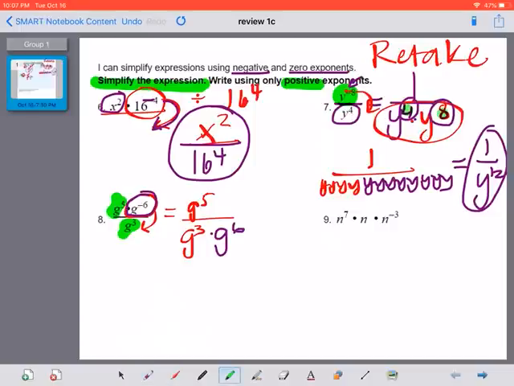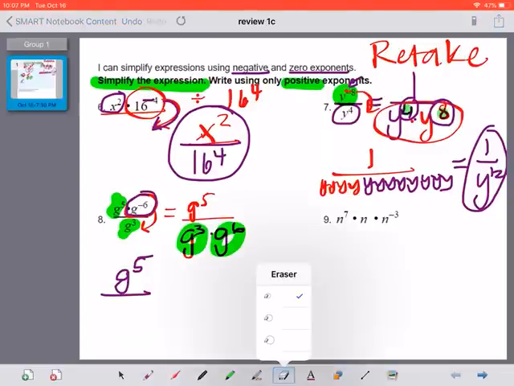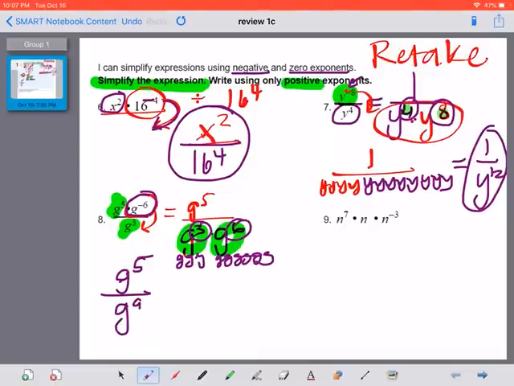So now we can count up all of our g's. I'm going to start on the bottom and think, how many g's do we have total down here? On the bottom we have 3 g's here, and then 6 more. We're just adding our exponents together. We have a total of 9. But be careful, we can still move further. We have 5 g's here and 9 g's here.